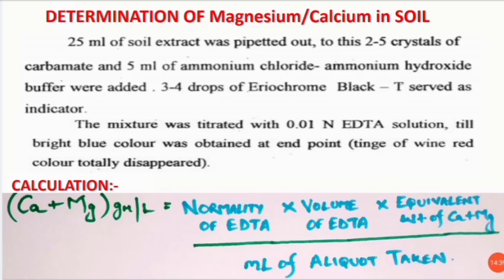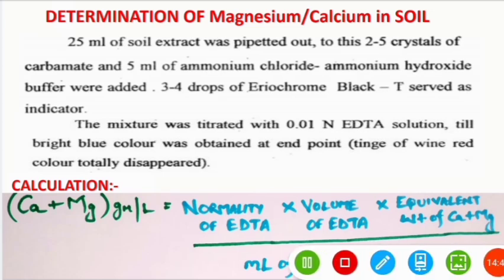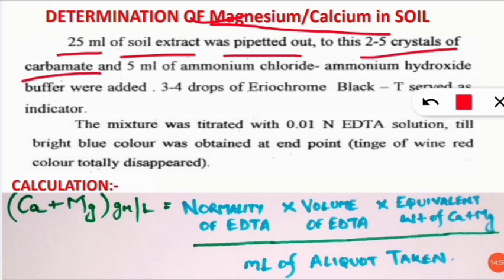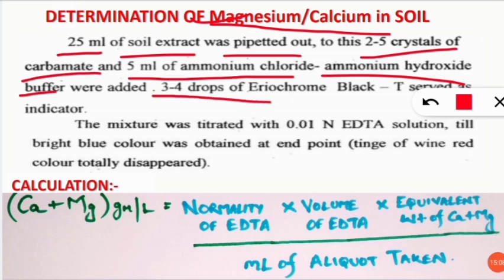In the last slide we determined the calcium content. Here we will determine the magnesium. But why I have written magnesium and calcium both, we will learn after reading this slide. To know the magnesium content, we take 25 ml of the soil extract with a pipette, and add 2 to 5 crystals of carbamate and 5 ml of ammonium chloride, ammonium hydroxide buffer, and 3 to 4 drops of Eriochrome Black T.